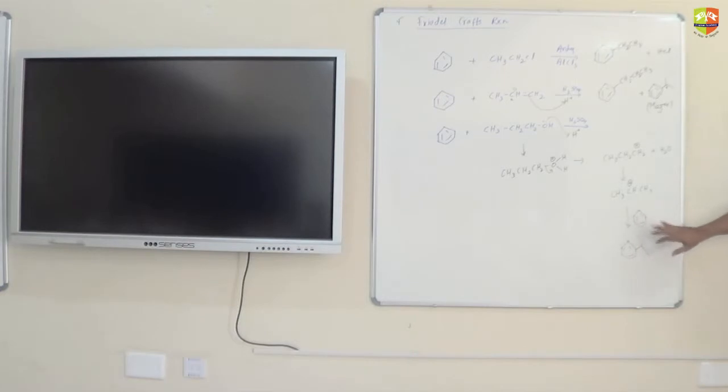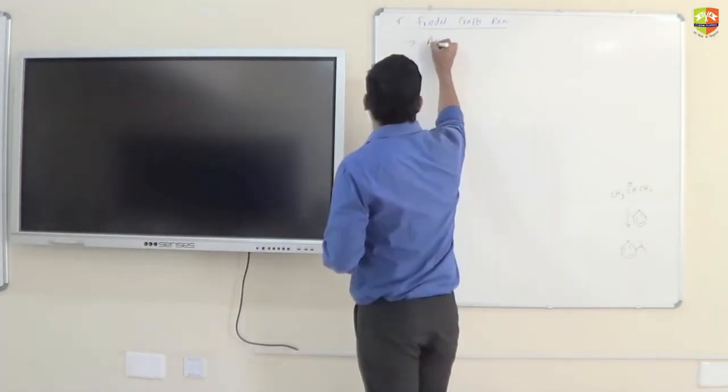So here also, we have a mixture of this plus this. Right? Major will be this, minor will be this. Right? Understood? Next, write down Friedel-Crafts acylation. Acylation, you write down.